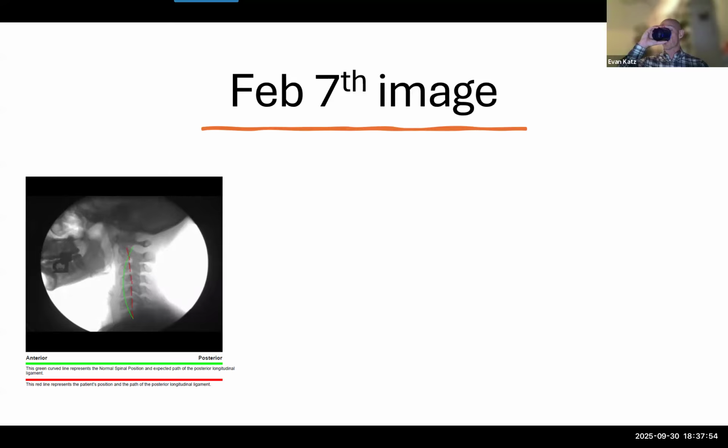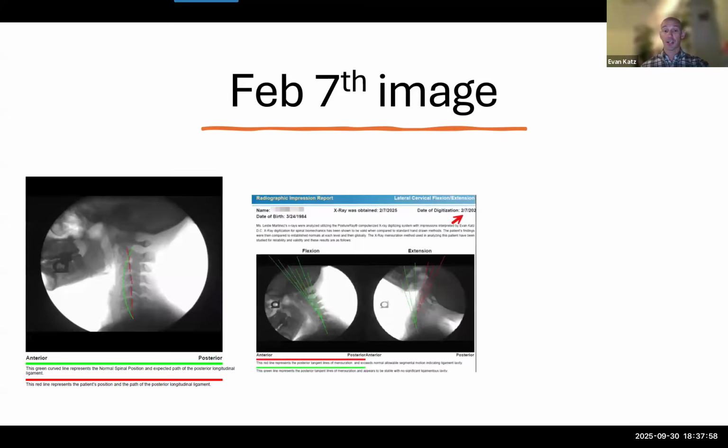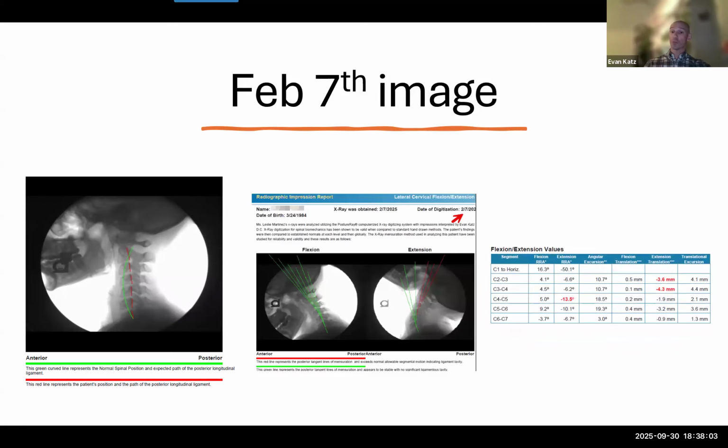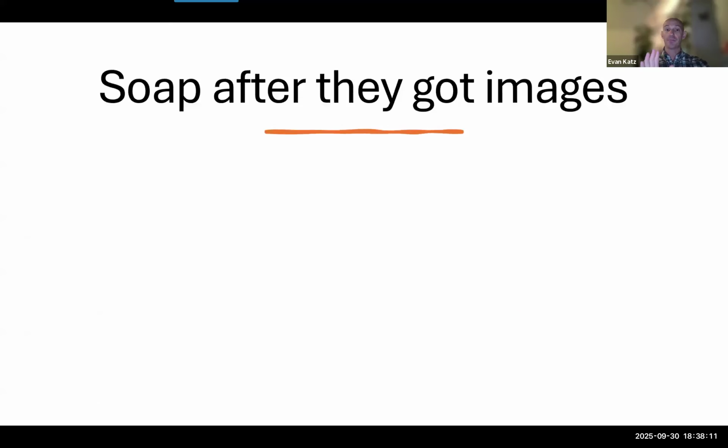So here's one thing that it showed. Here's another thing that it showed, February 7th. Here's another thing that the report showed, that the image had, that you have in your office, even if it's just the side views, the measurements. This is what the doc had.